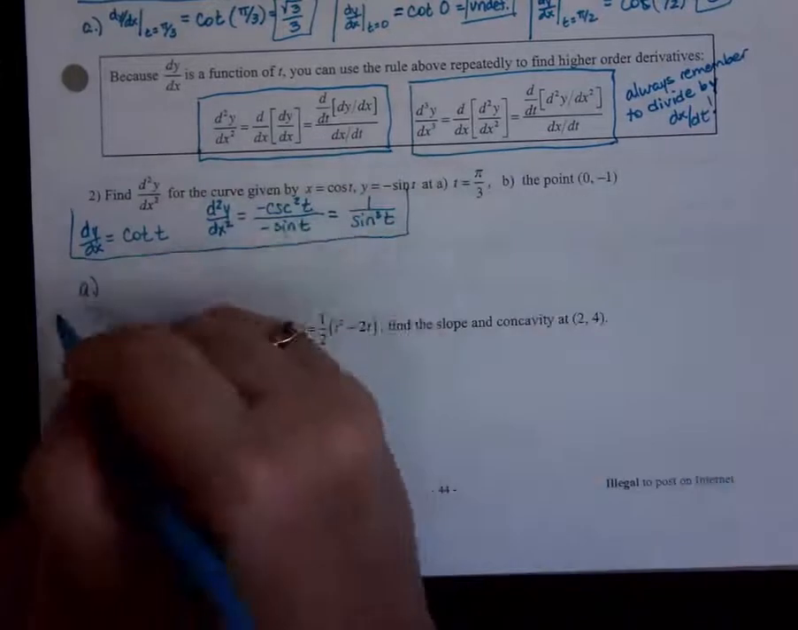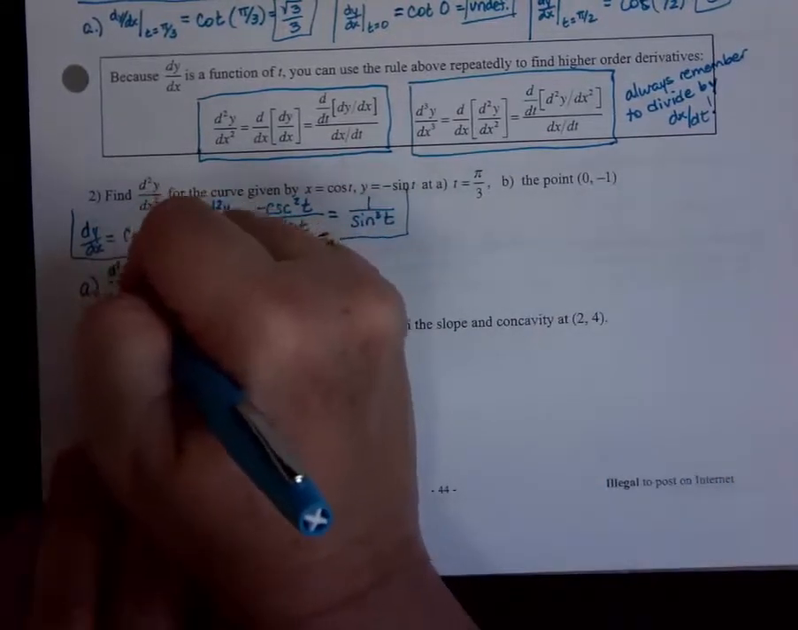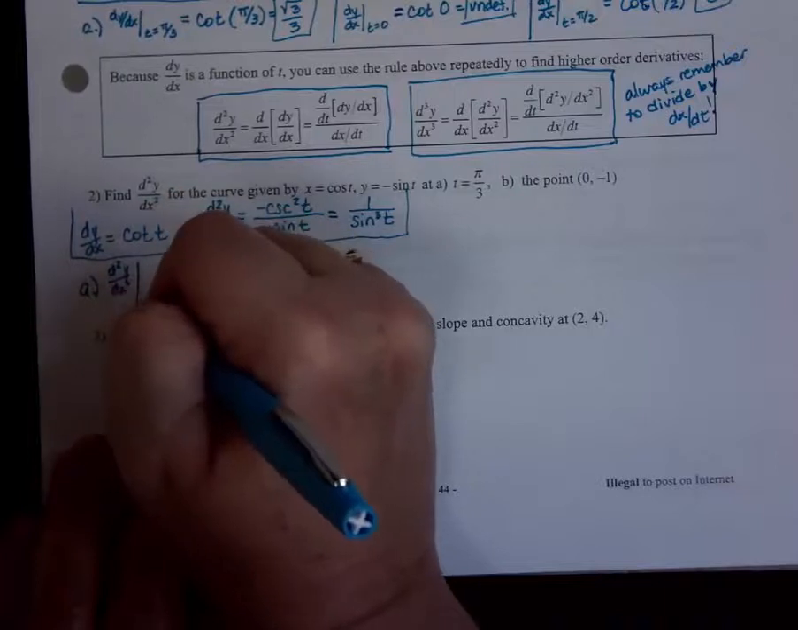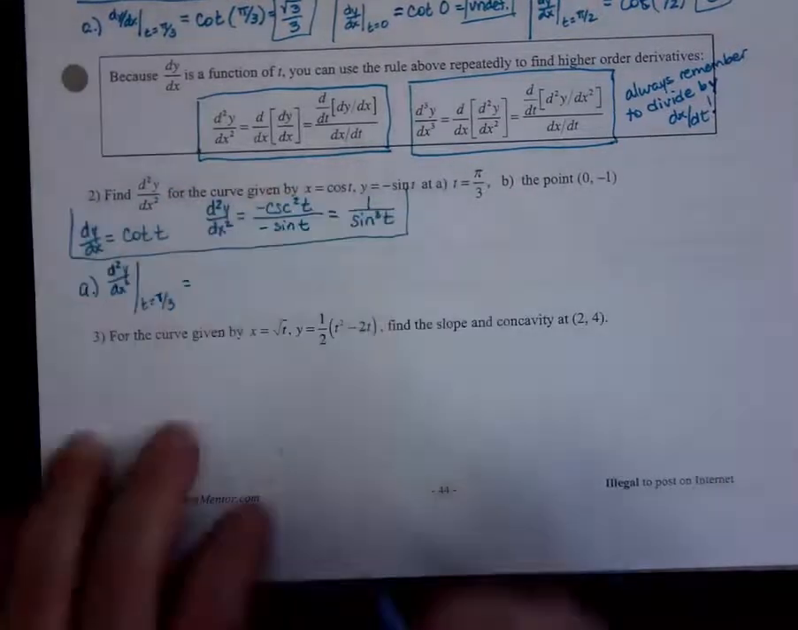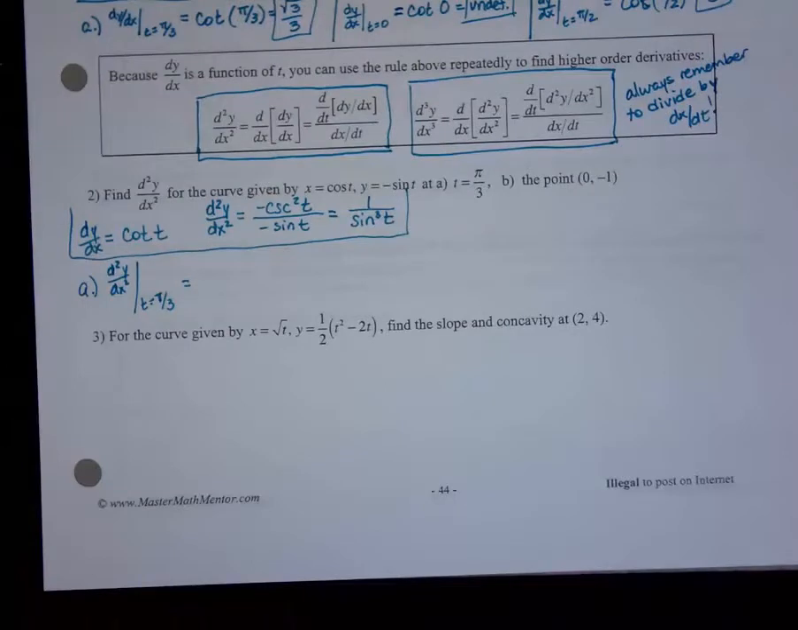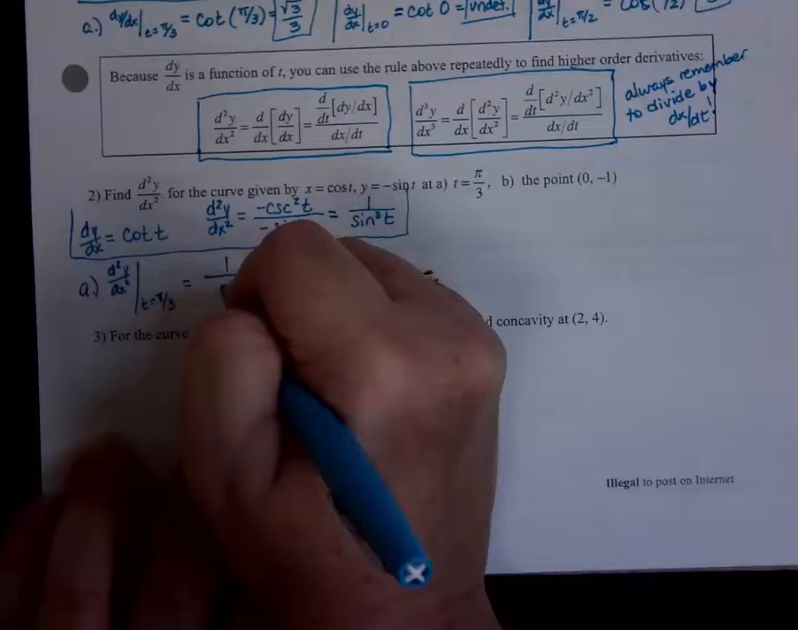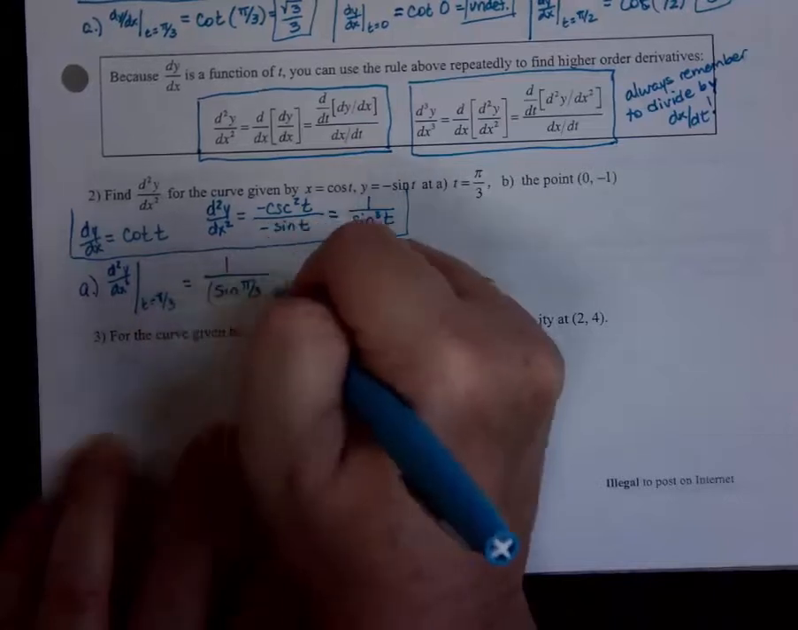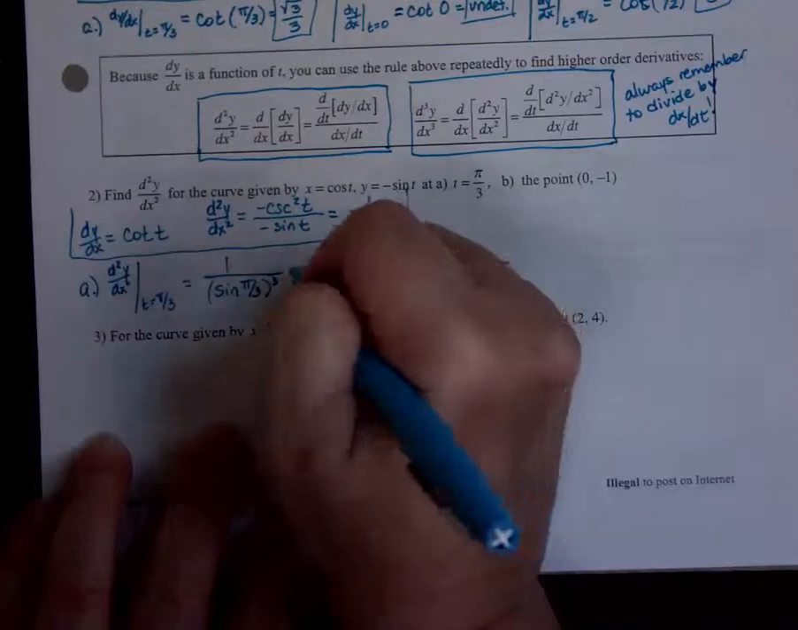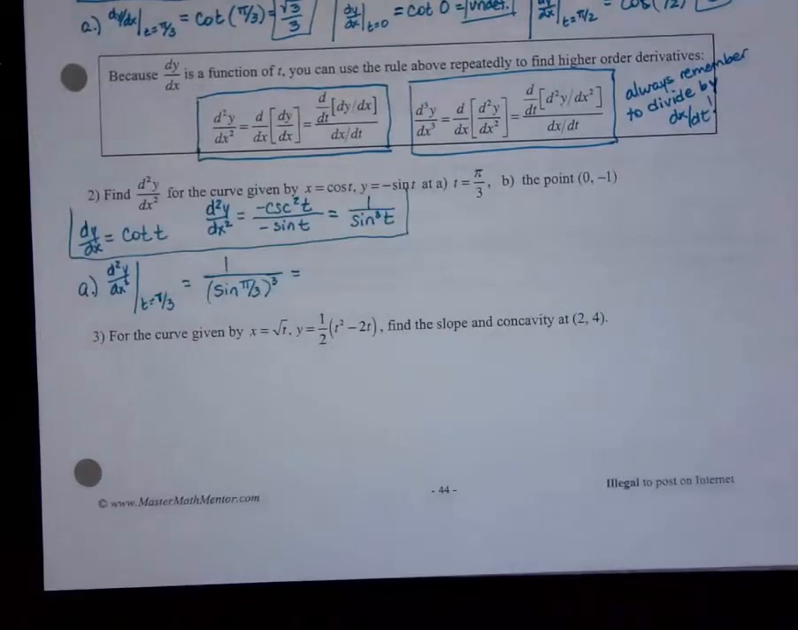Part A says I want d squared y over dx squared at t equals pi over 3 equals. So, do I have to make any modifications, or can I plug in the pi over 3 right now? What do you think? My equation has t's in it. What they're asking me to plug in is a t value. So in it goes. It's ready to go. So this would be 1 over sine of pi over 3 cubed. Right? That's the same thing.